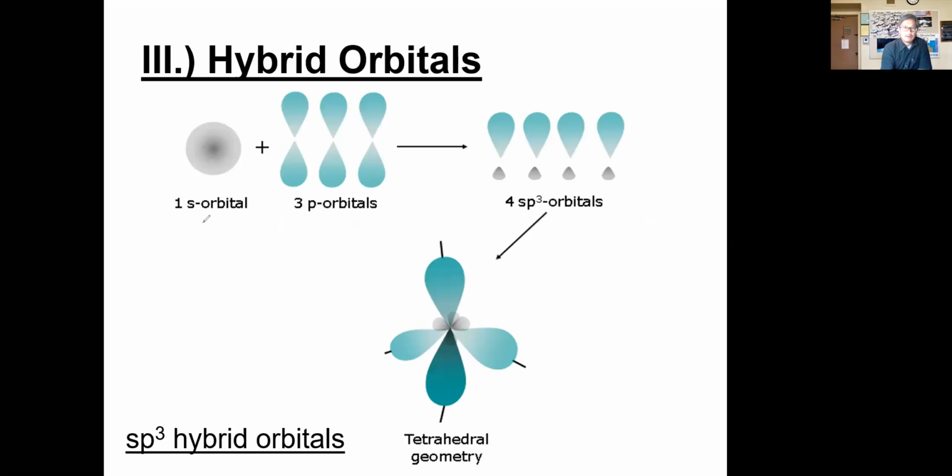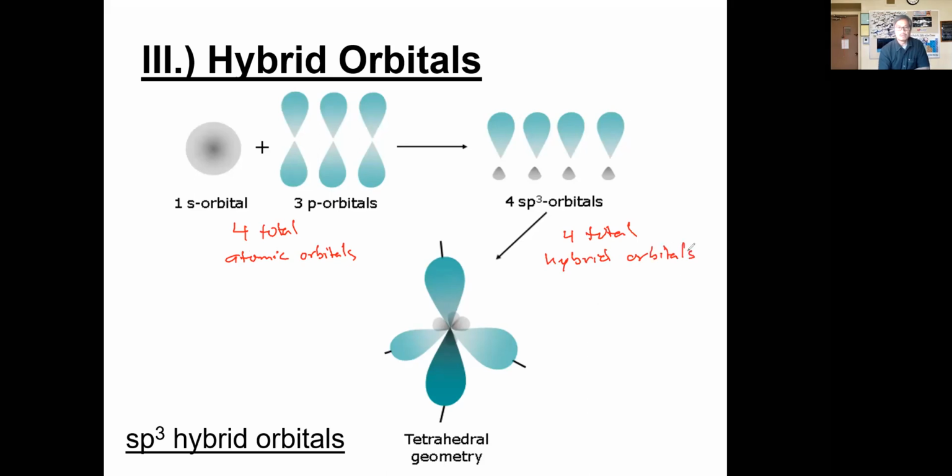Okay, so we have one s orbital and 3 p orbitals, 4 total atomic orbitals. These are atomic orbitals. If you notice here, we end up with 4 total hybrid orbitals or molecular orbitals. So that has to be always the same. Make sure you keep that in mind. With sp3, we form sp3 hybrid orbitals, then we will always get 4 of those hybrid orbitals.